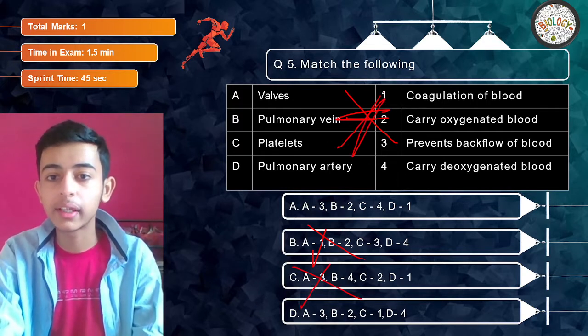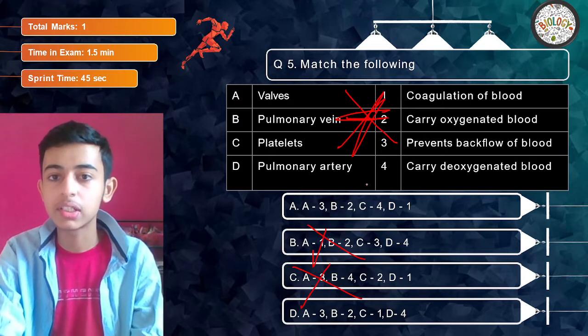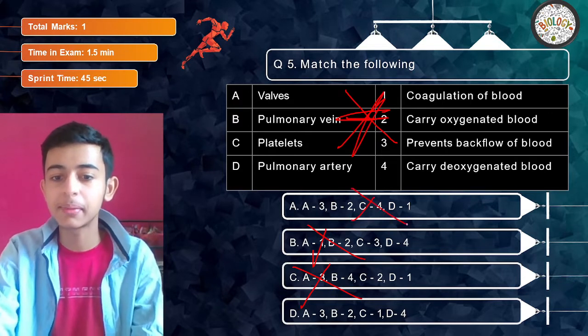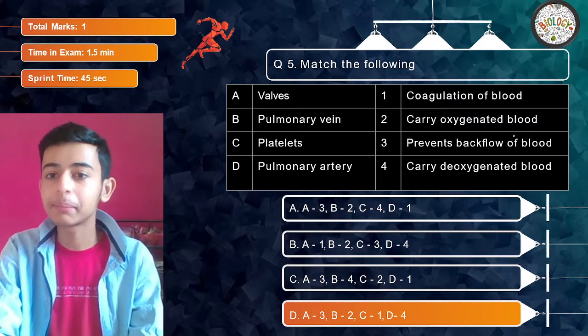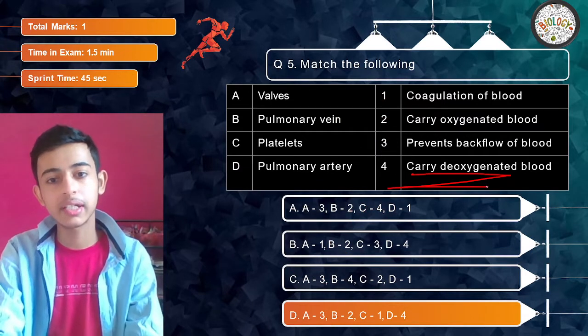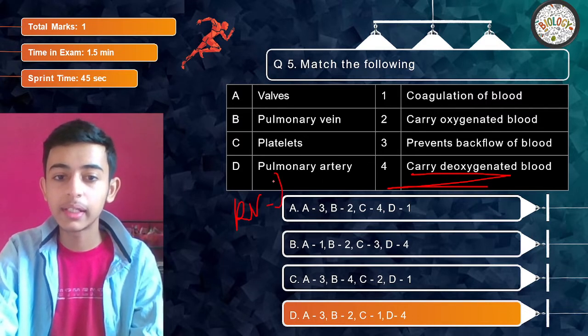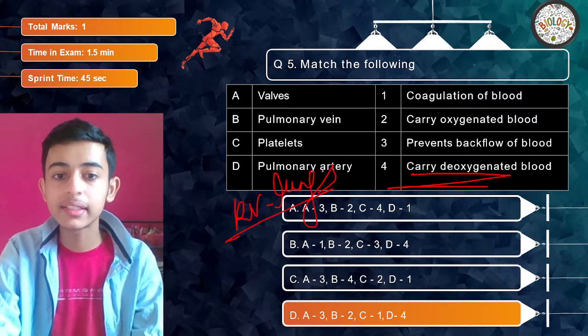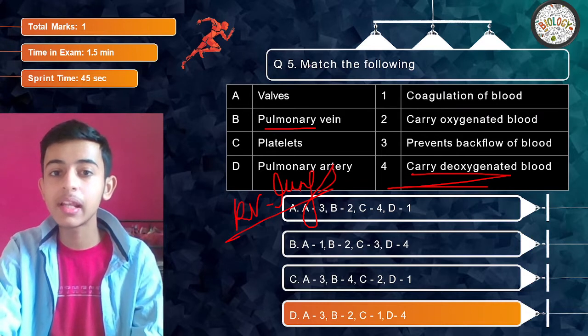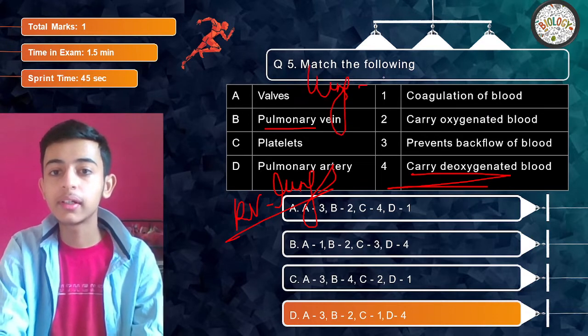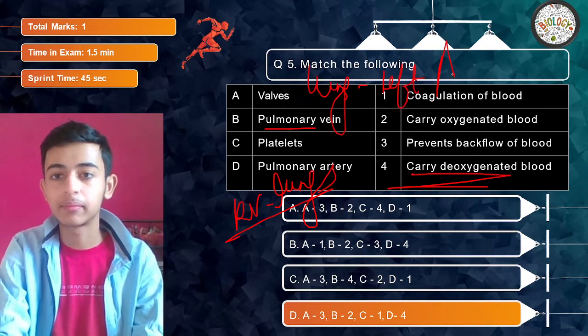Platelets help in coagulation of blood. So C should be 1. So A gets eliminated and the answer becomes D. And pulmonary artery carries deoxygenated blood from the right ventricle to the lungs, because pulmonary word is associated with lungs, and pulmonary vein from lungs to the left atrium.